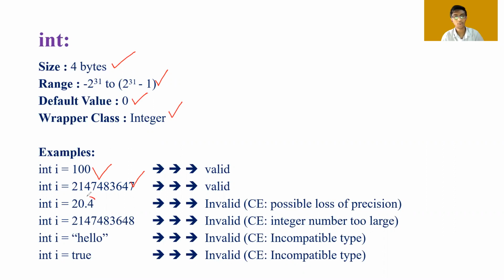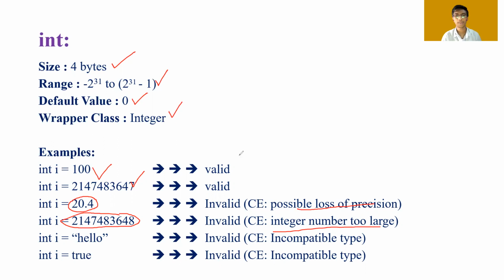See, when you hold floating point data in an integer variable, it's not possible, right? So what do we get? We get a simple thing: possible loss of precision, a compile time error. Okay, now this is also an integer, but it is going out of the range. So in that case, you will get a different error: integer number too large. It is also an integer number, but it is not in the range of 4 bytes. Okay, we can't hold it in that memory.